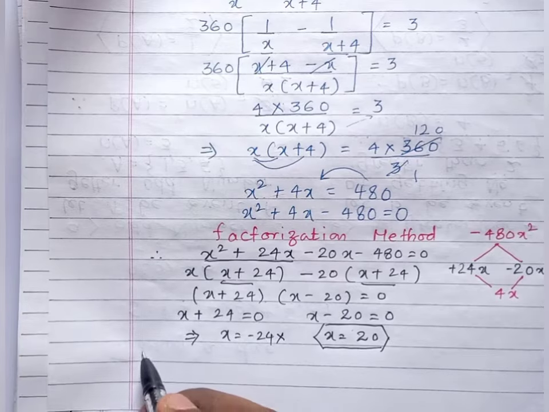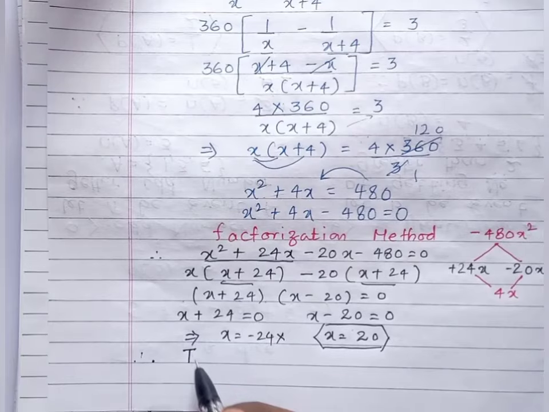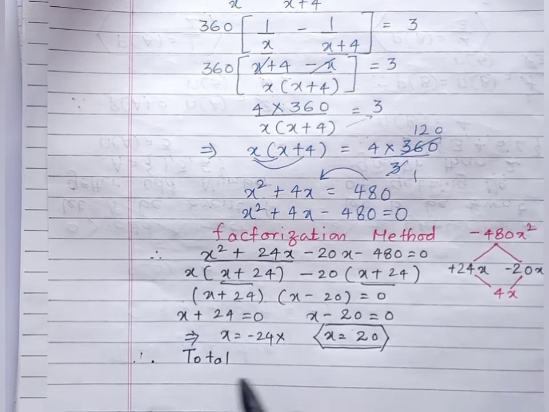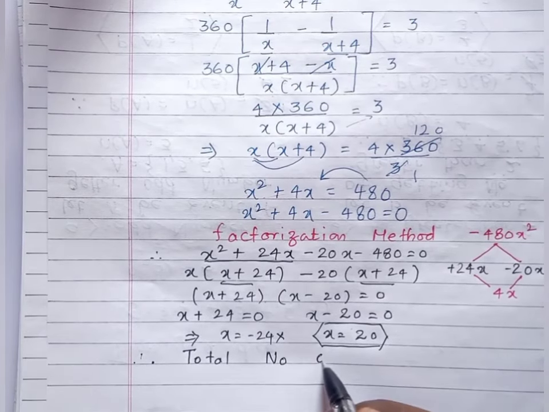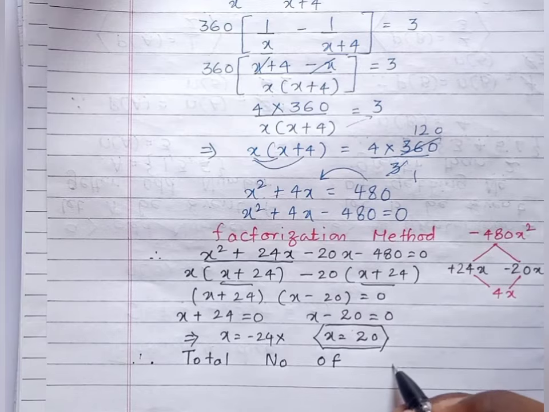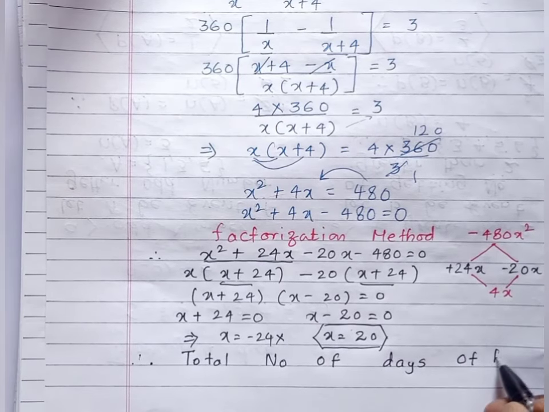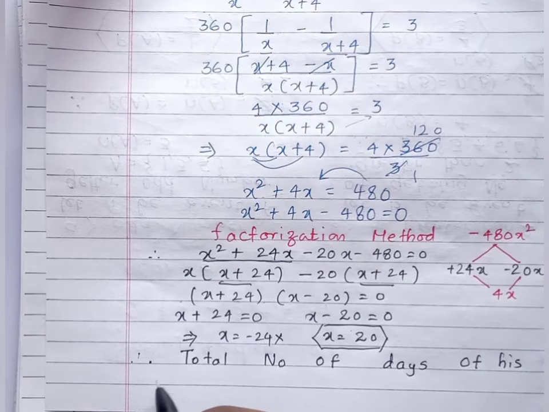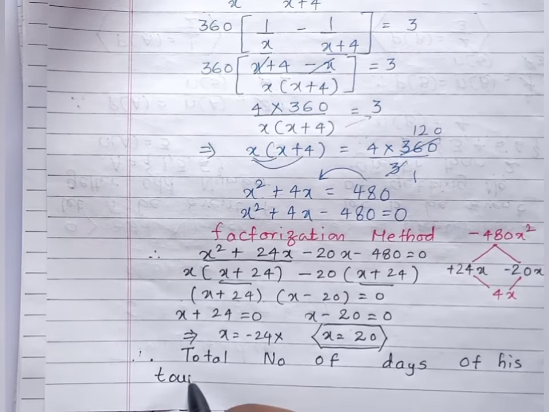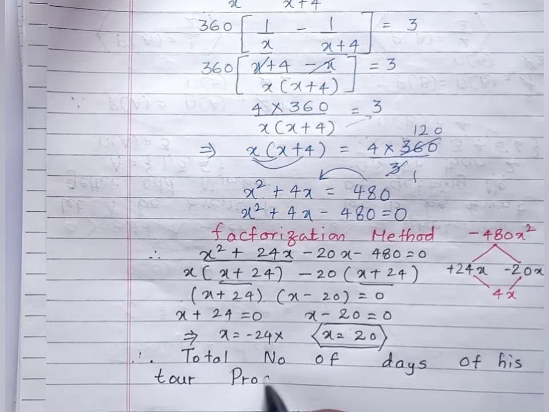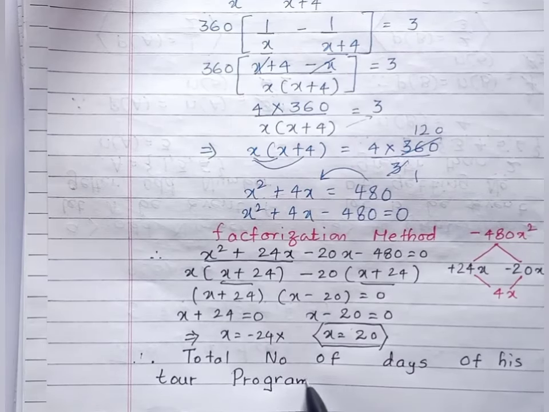Since days cannot be negative, therefore the total number of days on each tour program is 20. The number of days on each tour program is 20.